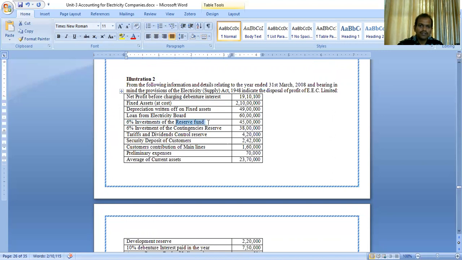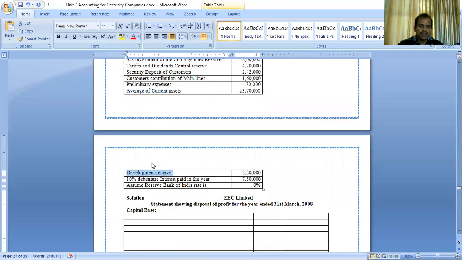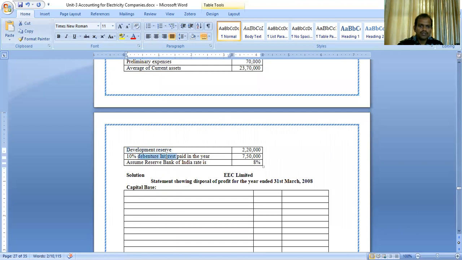Investments from reserve fund. This is general reserve fund. Investments by using special reserves, so tariffs and dividend control reserve. So security deposits from customers, customer contribution, preliminary expenses, assets, average current assets. So development reserve, liability side. So 10% debenture interest paid in the year, 7,50,000. So this one is interest paid, not the debentures. In the sense, this is 10% of interest.